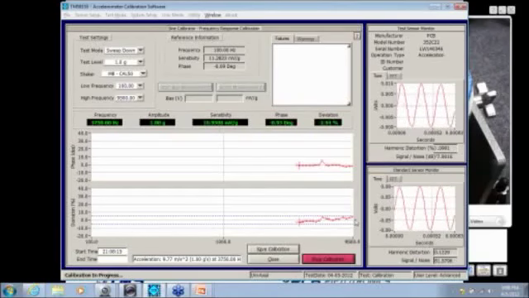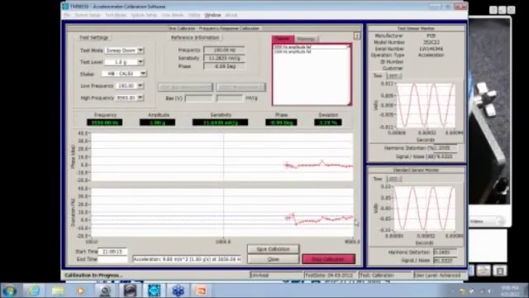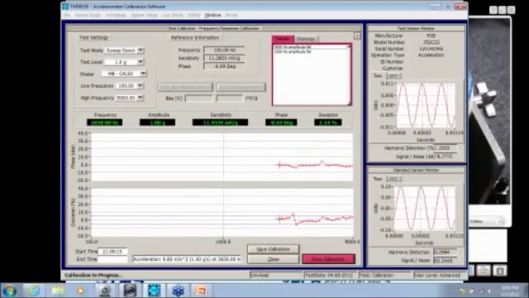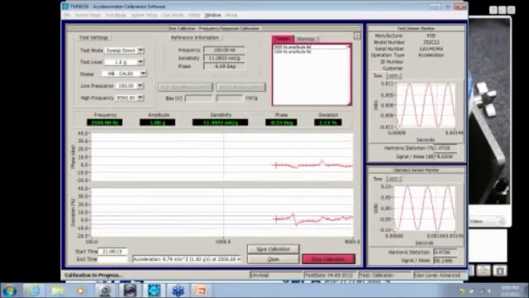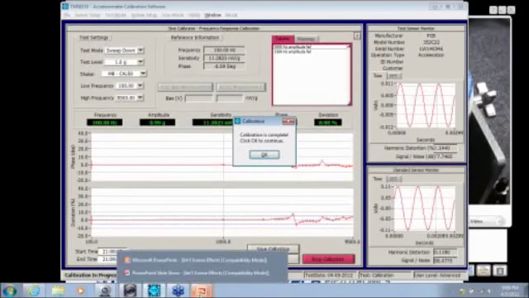Then all of a sudden, oops, the sensor must be bad. It does not pass frequency response. Again, we'll go back to the presentation, and we will explore why this sensor does not pass.